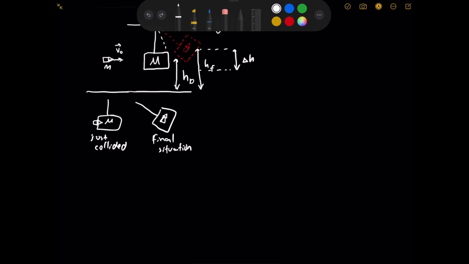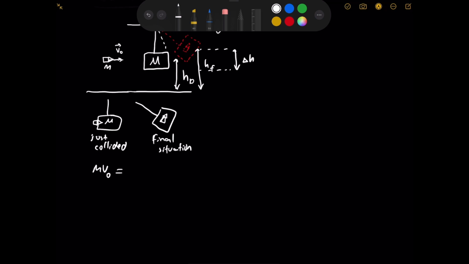The initial momentum is completely in the horizontal direction. It is due to the movement of the bullet. It's going to be m v naught. This is going to equal, so after the collision, both masses are traveling together. This is again another simplification that we're making.